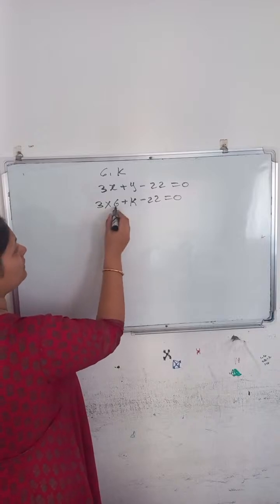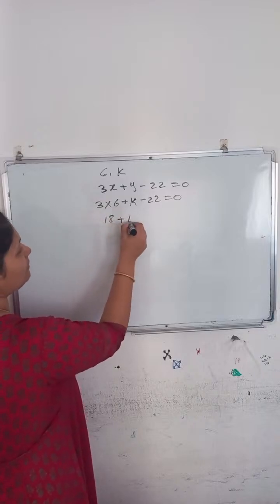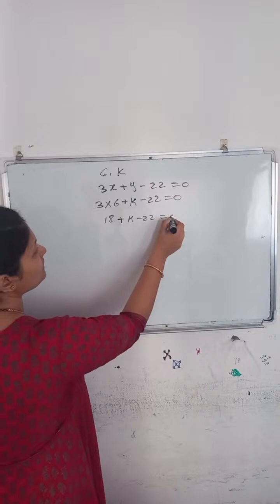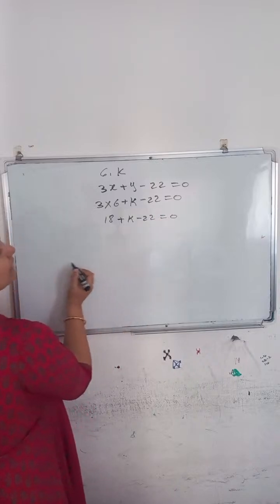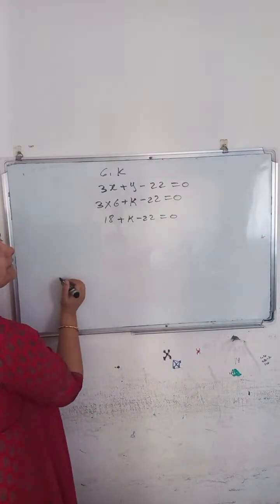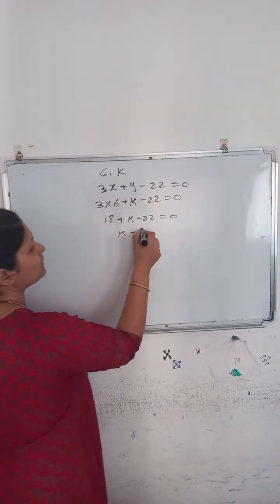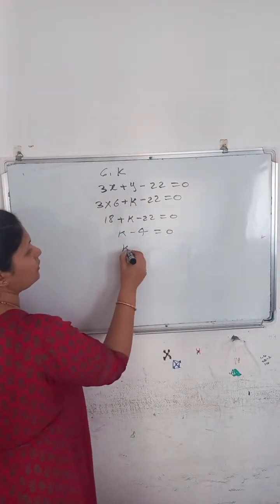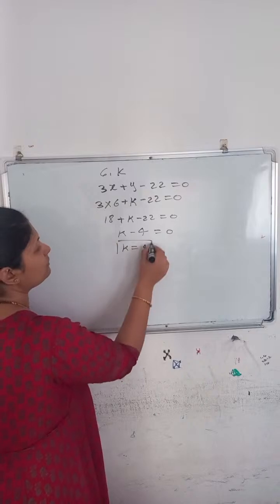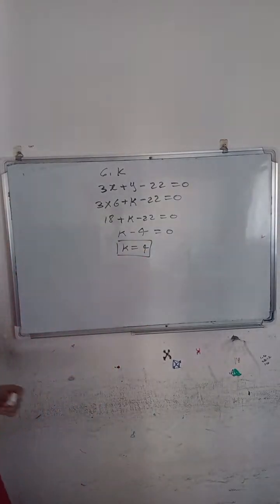So here 18 + k - 22 = 0. So 18 minus 22 is equal to minus 4, so minus 4 + k = 0. So k is equal to how much? 4. Getting this? Okay, very simple question.